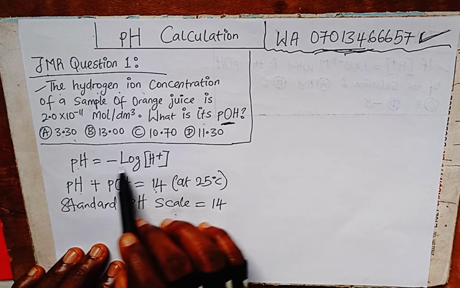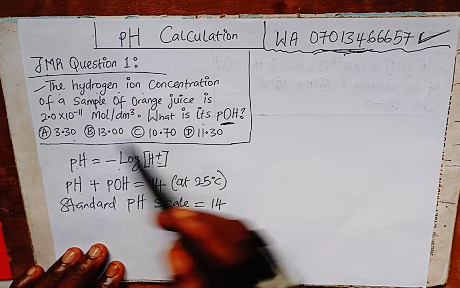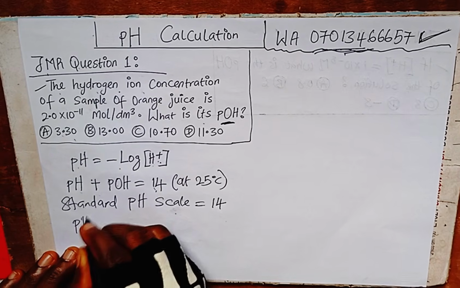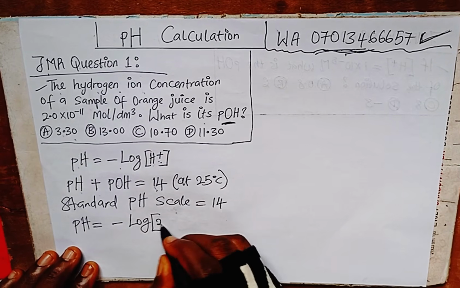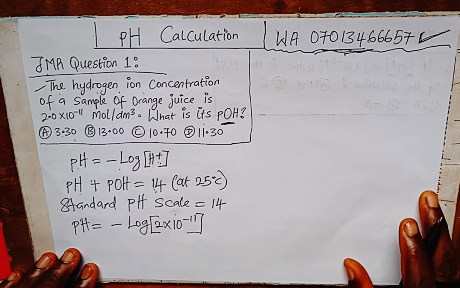Since pH equals negative log of whatever they give you, and here they give us the hydrogen ion, we see the concentration here and put it inside. So pH is equal to negative log of 2 times 10 raised to power minus 11. I just remove that 0 because it is useless.